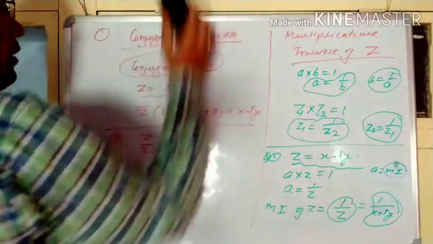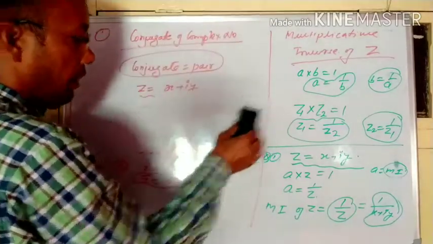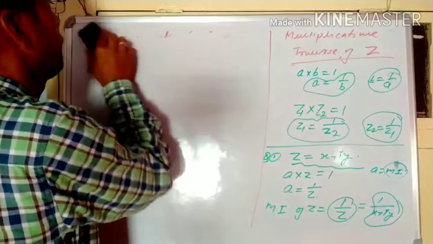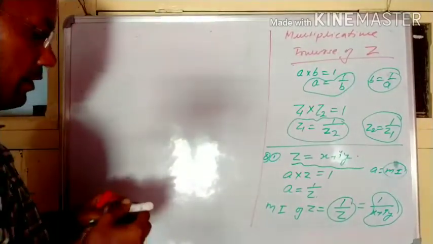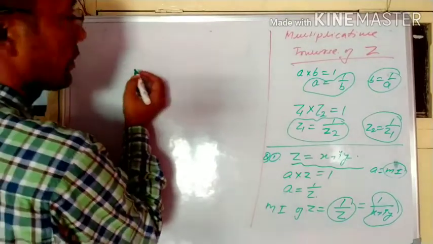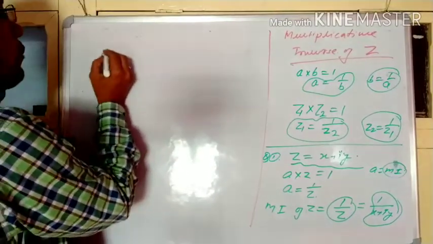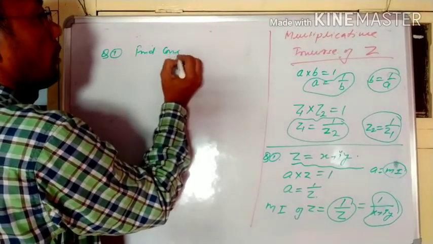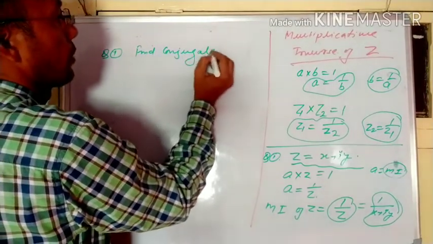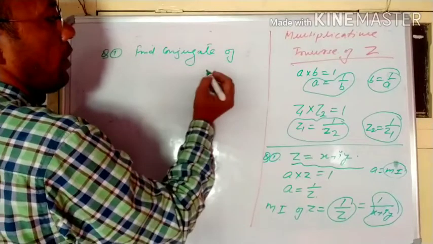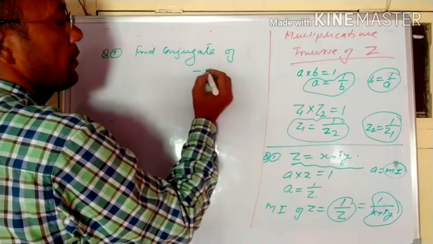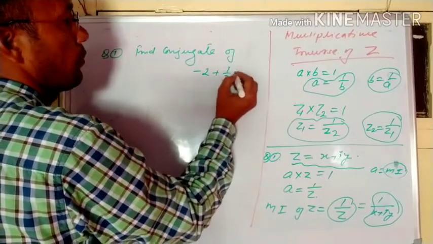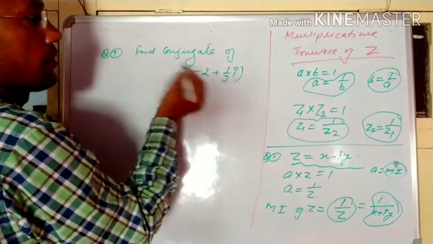Now let's explain this one. This is a complex number. This is question number 1. Find the conjugate of minus 2 plus 1 upon 3 iota, that is Z.